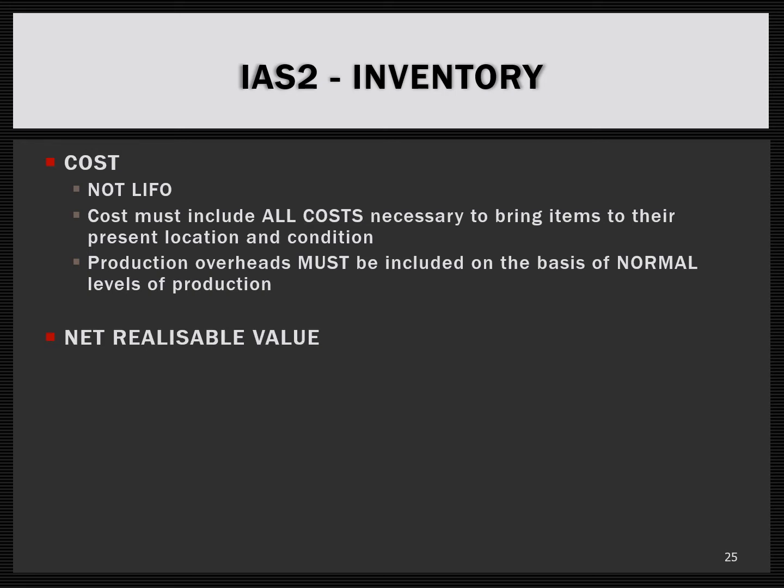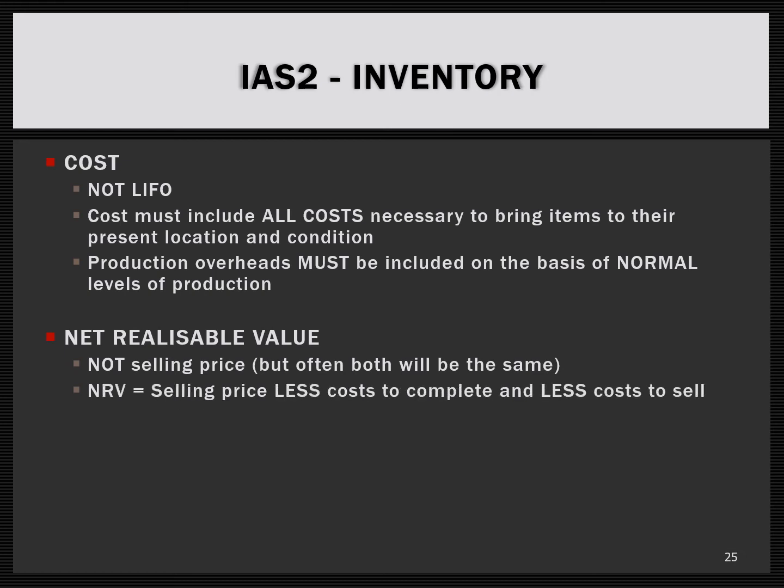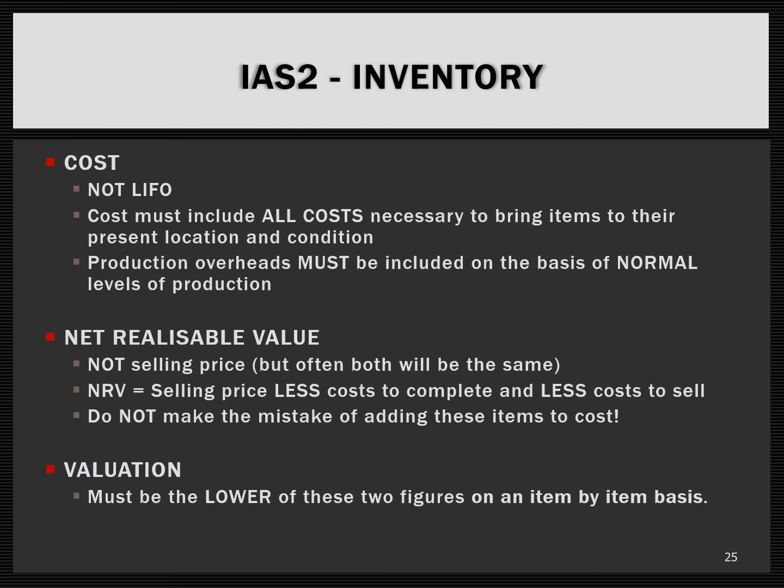And under IAS 2, we have to compare cost to net realizable value. This will sometimes be the selling price, but not always. Don't make the mistake of just looking at the selling price. The net realizable value is the selling price less costs to complete and costs to sell. Don't make the mistake of adding those to the cost figure. The cost to complete and cost to sell get deducted from the selling price to arrive at net realizable value. And then we value our stock at the lower of those two figures on an item by item basis.